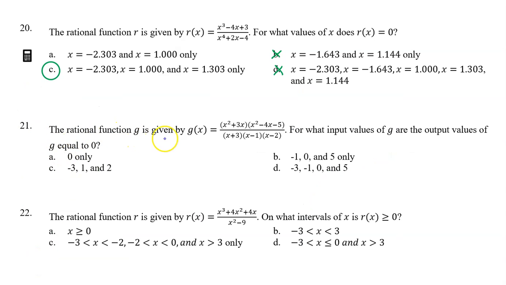21. The rational function g is given by g of x is equal to all of this. For what input values of g are the output values of g equal to 0? This is just a funny way of asking for the zeros of this rational function. The zeros will be where the numerator is equal to 0.